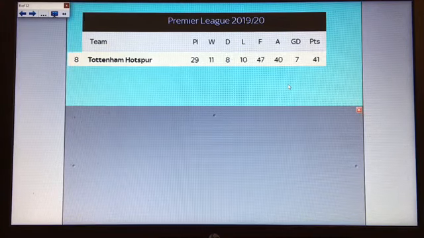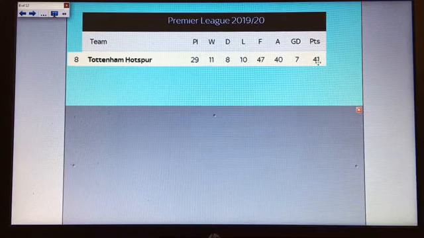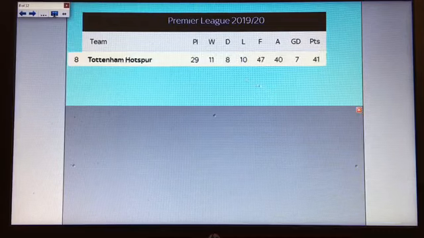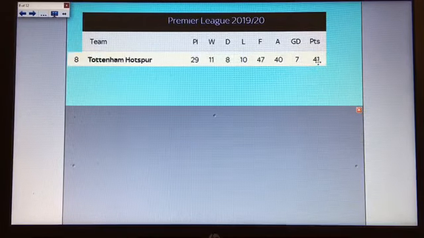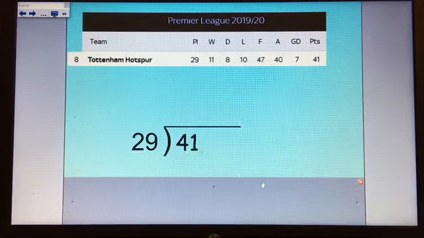So let me explain a little bit more. I've gone to Tottenham here, who have got 41 points so far this season, and that's in 29 matches. Okay, so I want to find out how many points they would get on average in one match. So I'm going to get my 41 points and I'm going to divide it by 29 to work out how many points they would get in one match on average. Okay, so I'm going to do that by doing 41 divided by 29.